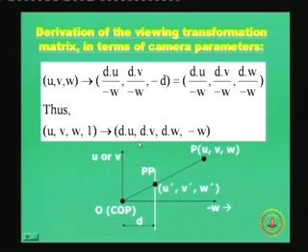So, basically this 3D to 2D is nothing but representing in homogeneous Cartesian coordinate form u, v, w and 1 is transformed to du, dv, dw and minus w, because if you divide the first three coordinates by the fourth one, you are going to get the 2D coordinates, which are nothing but your u prime, v prime, and w prime is anyway equal to minus d.